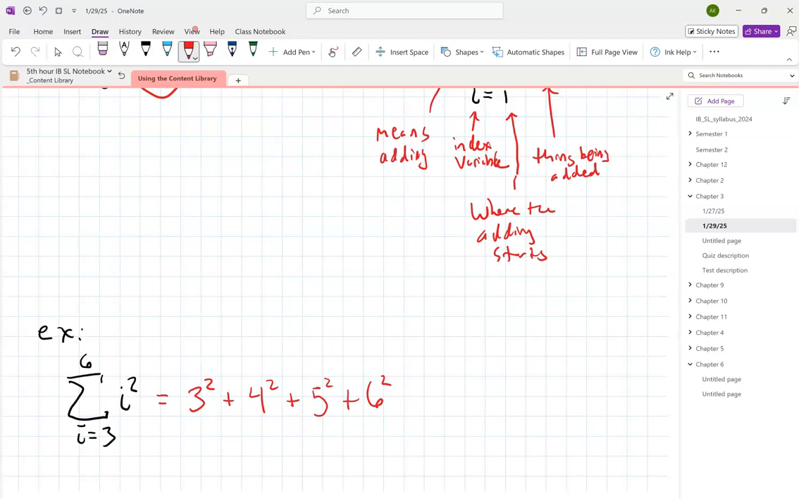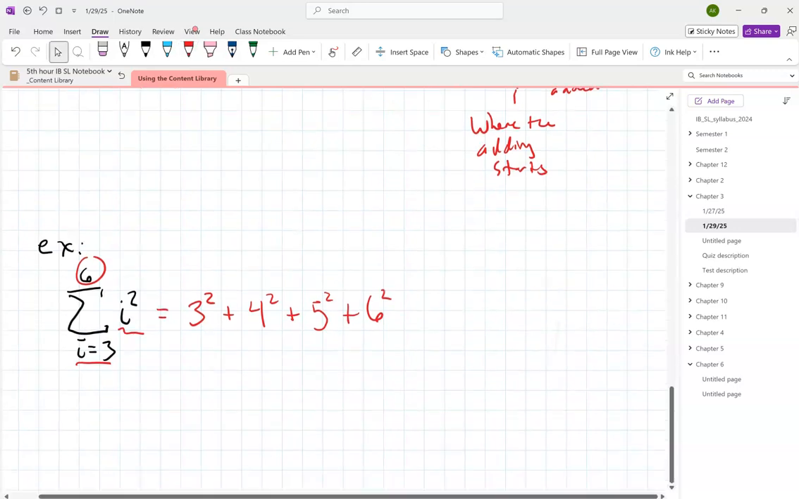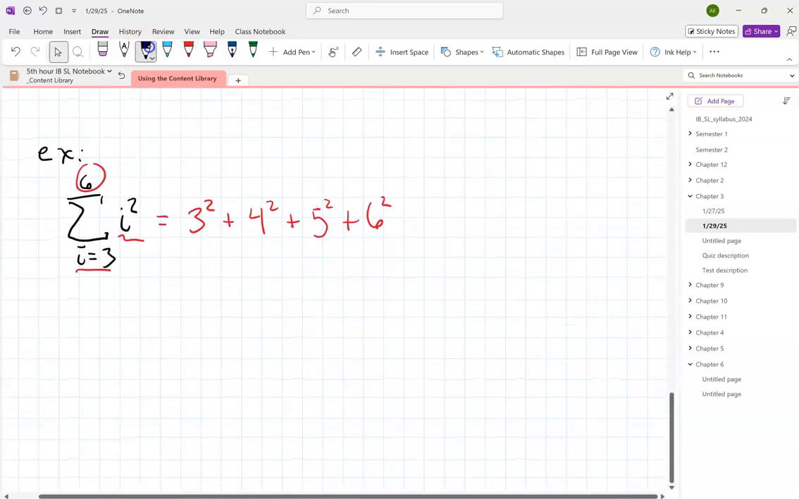Is everybody okay with how I got that expanded form? This is just telling us what we're plugging in here. So we start plugging in 3 and we end plugging in 6. We just increment up by 1 each time. Everybody's okay? All right.